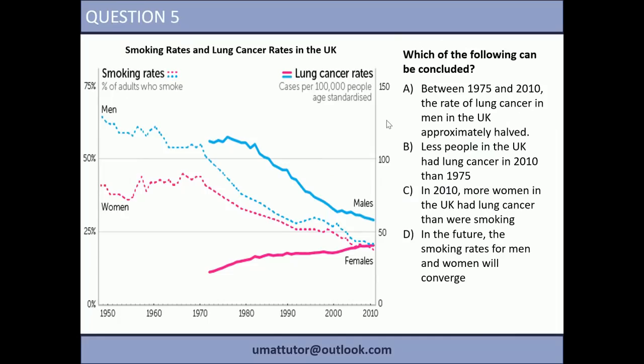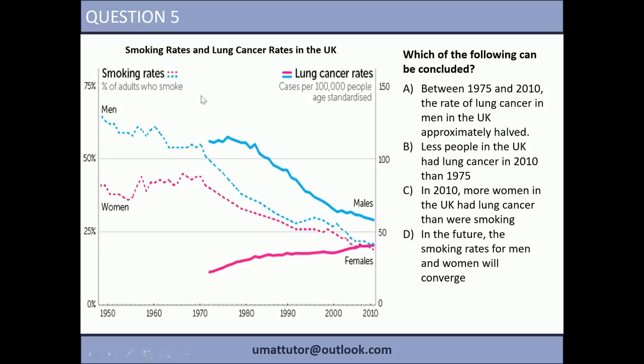Question 5. This is actually quite similar to questions 1 and 2, so a bit of revision already. You can see again we're dealing with smoking rates and lung cancer rates in the UK. So always begin with the title if the graph has one. And in this case we can see we're dealing with two different concepts, smoking rates but also lung cancer rates, and it's just in the UK.